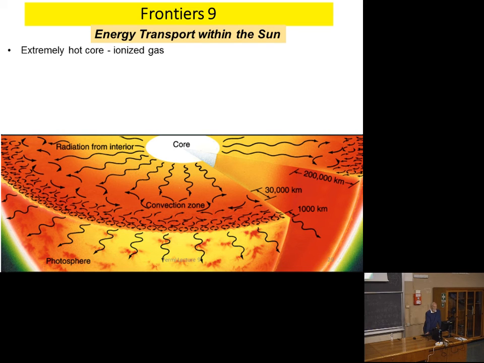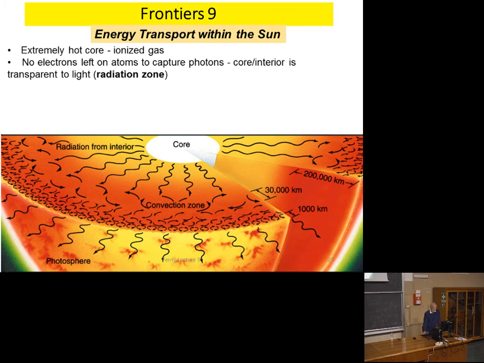So the core is extremely hot, and it's mostly ionized gas. No electrons are left on the atoms to capture photons if you go out a certain distance, and therefore this radiation zone is just transporting the energy out. It's transparent to light, and so there's this zone that's carrying it out.